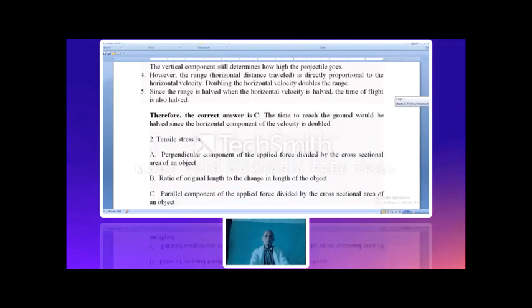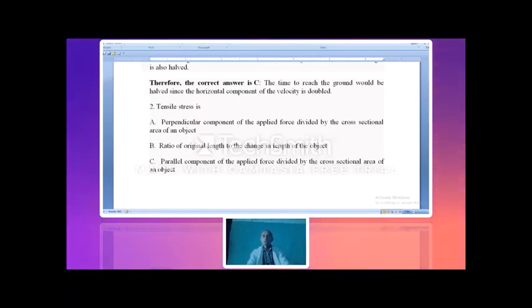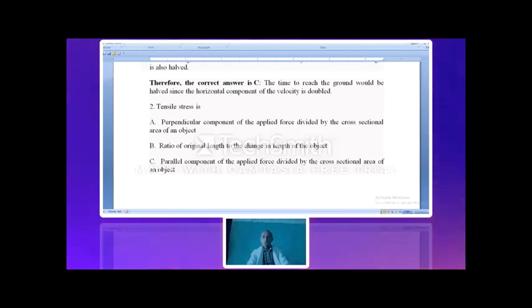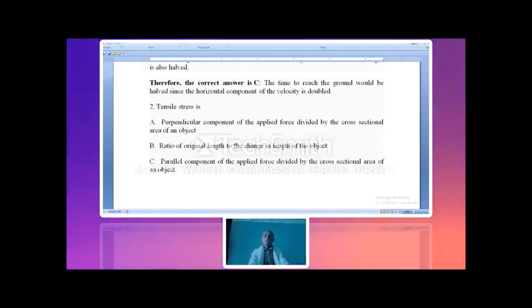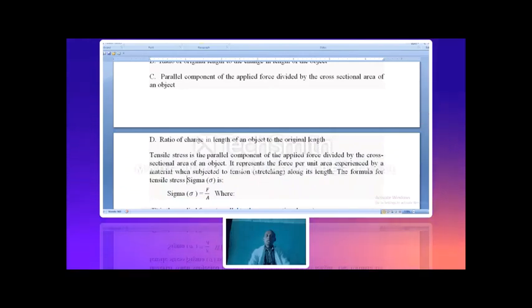Next question. The next question asks: tensile stress is? Choice A: perpendicular component of the applied force divided by the cross-sectional area of the object. B: ratio of the original length to the change in the length of the object. Choice C: parallel component of the applied force divided by the cross-sectional area of the object. Choice D: the ratio of change in the length of an object to the original length.